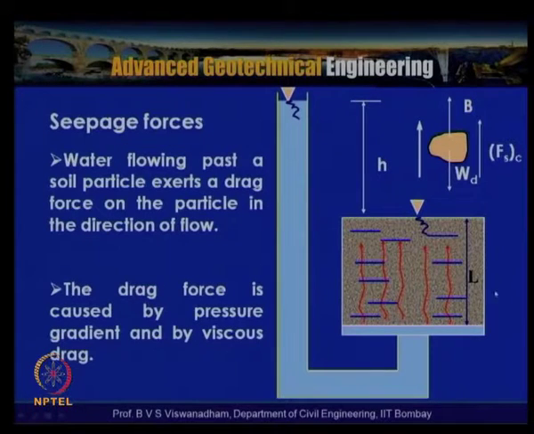For example, consider a setup with a head H, where this is the water level and this is the length of the sample. Water flows vertically upwards in this direction. If you consider the equilibrium of a soil particle, the weight of the particle acts downwards, the buoyant force acts upwards, and the drag forces surrounding the particle act in the direction of the flow. So, this is the direction of the flow, which is upward in this case.